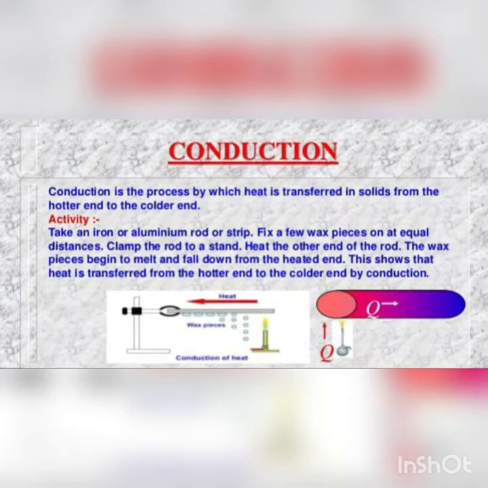Now, first we will learn about conduction. Conduction is the process by which heat is transferred in solids from the hotter end to the colder end. You have discussed this activity in the NCERT book also. In this activity, we take an iron or aluminium rod or strip, fix a few wax pieces on it at equal distances, clamp the rod to a stand, and heat the other end of the rod. The wax pieces begin to melt and fall down from the heated end. This shows that heat is transferred from the hotter end to the colder end by conduction.